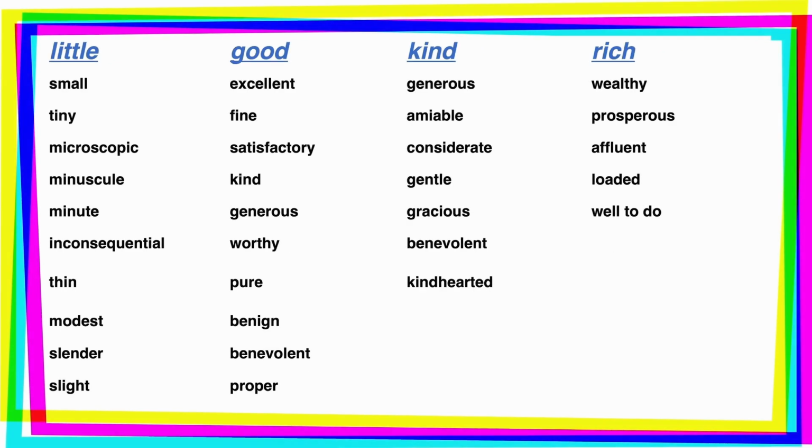How about the word little? We can say small, tiny, microscopic, minuscule, minute, inconsequential, thin, modest, slender, slight. How about being good? You can say instead excellent, fine, satisfactory, kind, generous, worthy, pure, benign, benevolent, proper. How about being kind? Are you kind by being generous, amiable, considerate, gentle, gracious, benevolent, kind-hearted? Rich. Are you wealthy, prosperous, affluent, loaded, well-to-do?